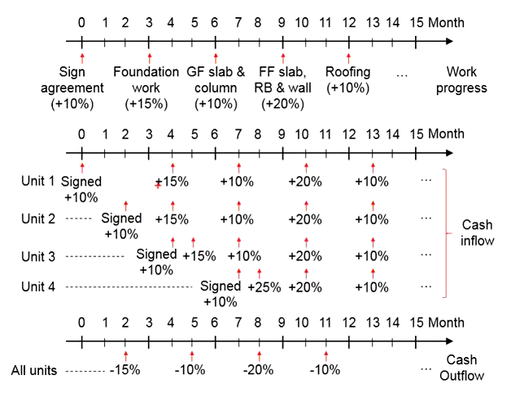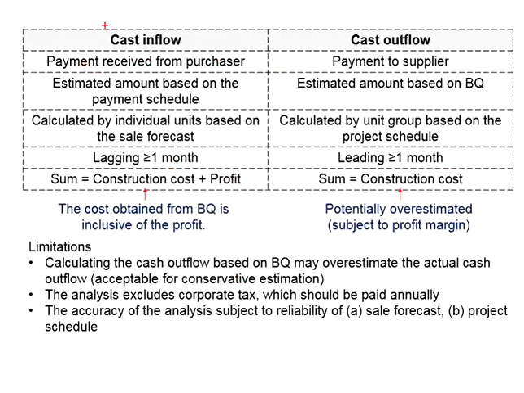forecast. The calculation shall be based on individual units. When they are sold, only those units that are sold shall have the progress payment upon completions of the project stages. Therefore, the calculations of the cash inflow shall be based on individual units with reference to the sales forecast. As for the calculations of the cash outflow, it is calculated by unit groups based on the project schedule.